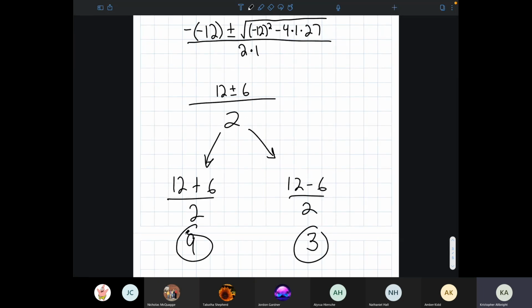So if you struggle with factoring, like a lot of people do, I know, the quadratic formula works for a lot of stuff that you would have to factor otherwise. It works for pretty much anything you can factor.